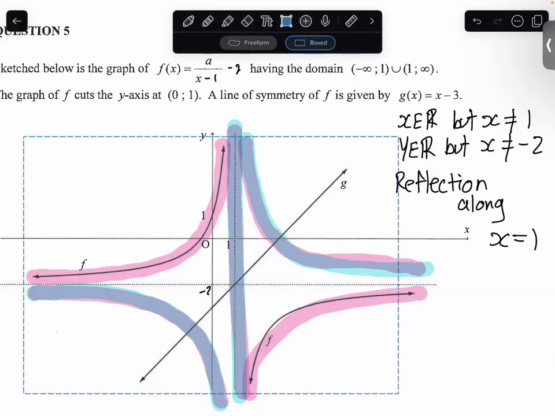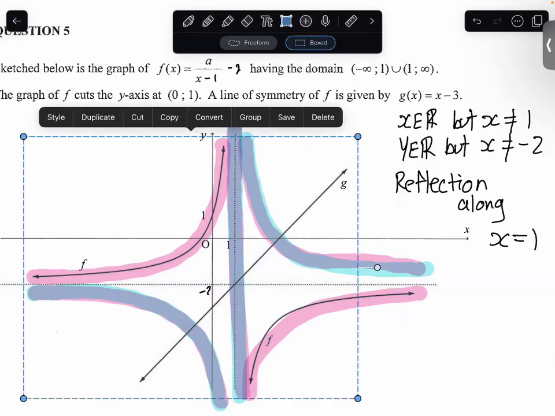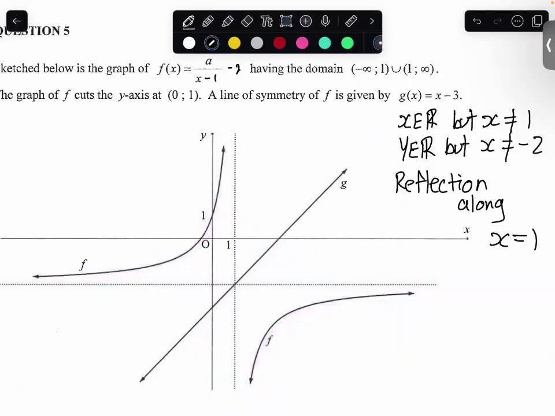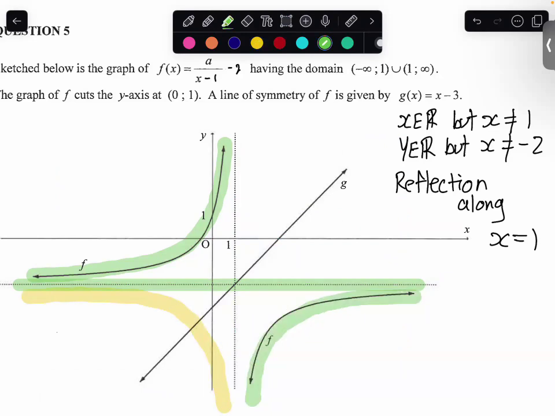So here we reflected over the vertical asymptote. But what happens if I reflect over the horizontal asymptote? Right, this is my original graph. This one is going to lie here. And this one is going to lie here. And the domain and range, again, will be exactly the same.